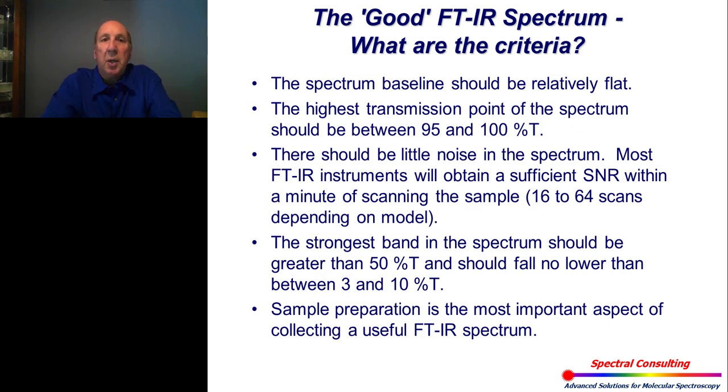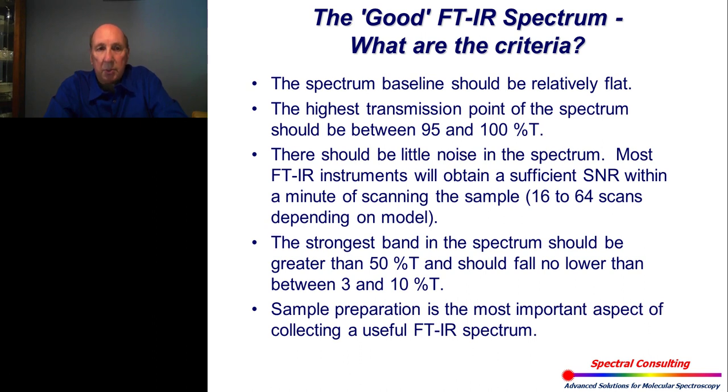So a good infrared spectrum, what are the criteria? The spectrum baseline should be relatively flat. We don't want a lot of curvature or a slant going off one way or the other. The highest transmission point should be between 95 and 100% T. It can be a little bit lower. We certainly don't want it above 100% T. There should be fairly little noise in the spectrum.